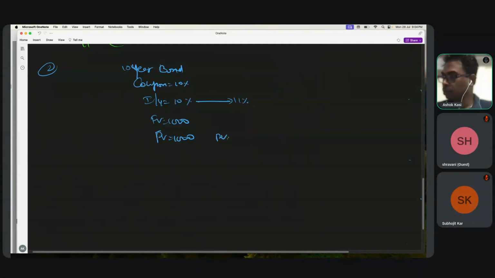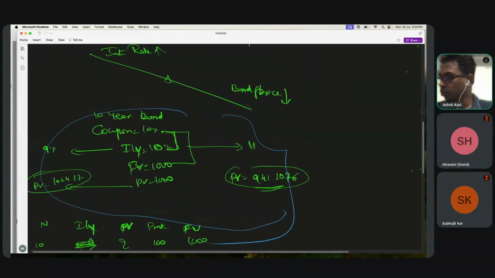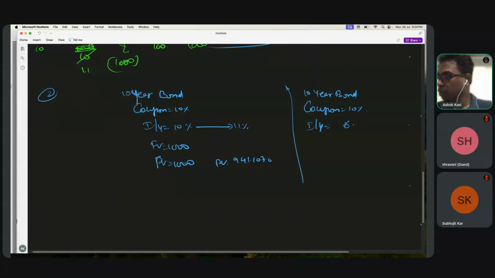So what is the present value? Present value is, we saw here, 941.1076. Now let's take another one. Instead of 5-year, I'll take all the same, 10-year bond. Coupon 10 percentage. IY is, let's say, lower coupon. Okay, so IY is, let's say, 6 percentage.